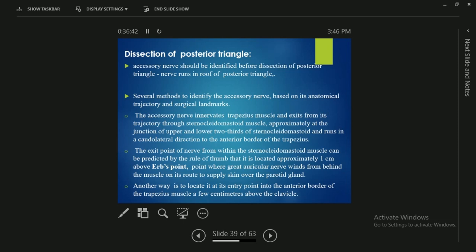And another way is to locate the nerve at its entry point into the anterior border of trapezius muscle, which is a few centimeters above the clavicle.